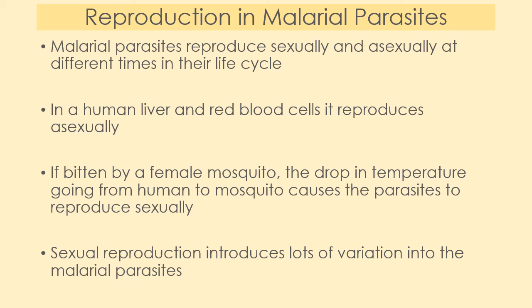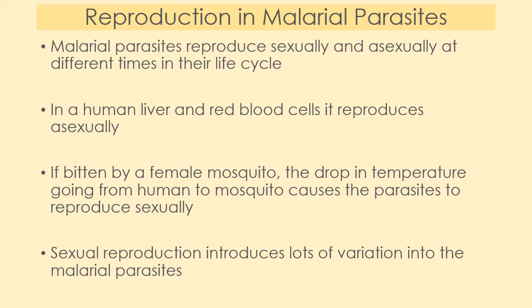Now, if that person is bitten by a female mosquito, note how it is the female mosquitoes. The male mosquitoes don't carry the malarial parasite. They don't do the same as the female ones. It's the female ones that pass on malaria. So the female mosquito will bite and have their drink of blood.